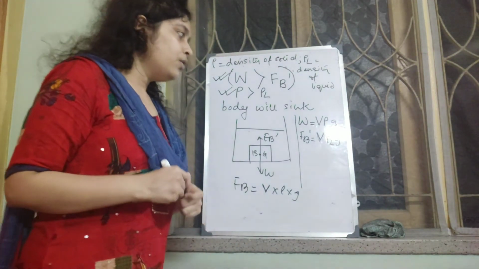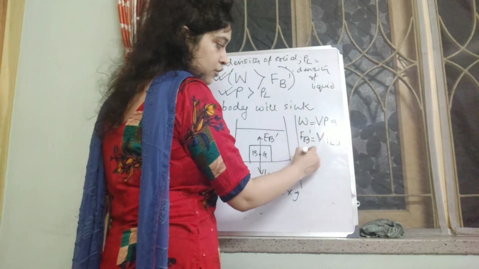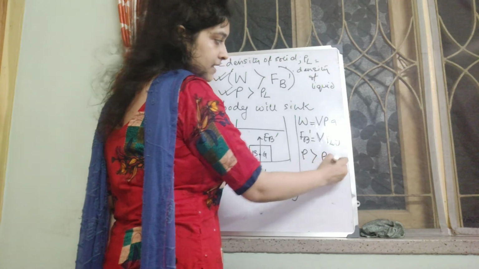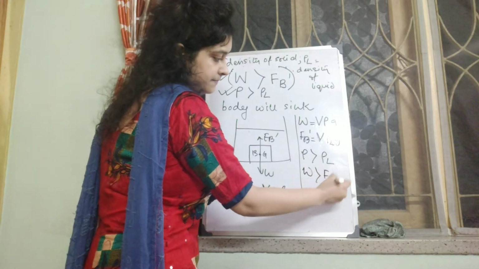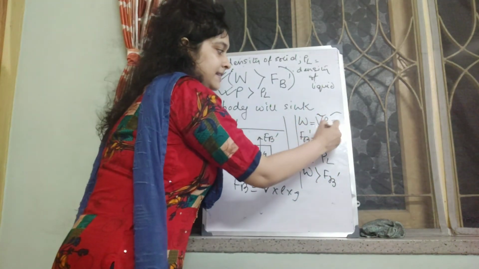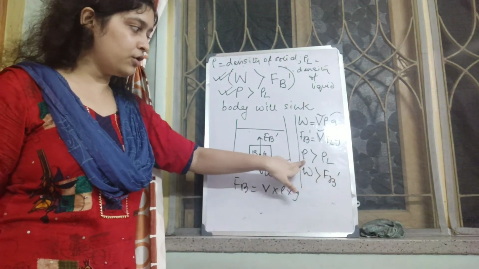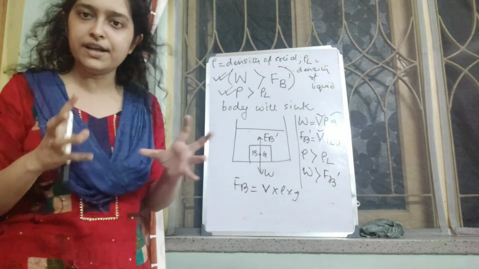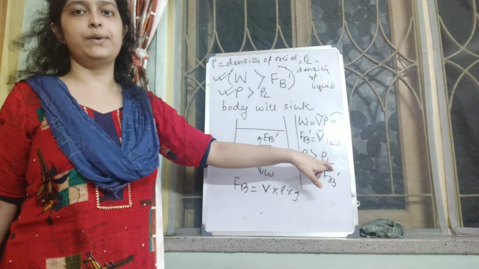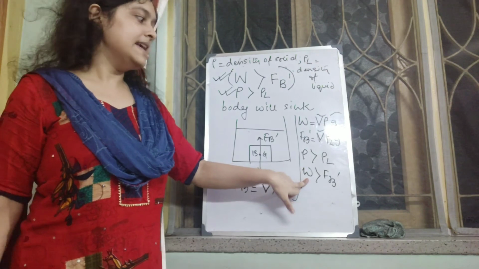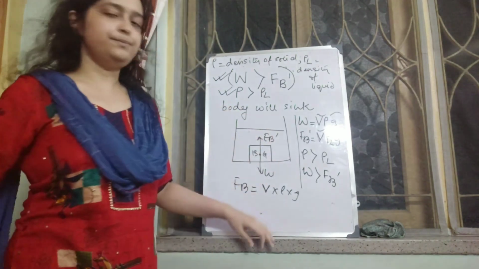So then tell me, if rho is greater than rho L, can't I say W is greater than FB dash, because the volume and g are the same in both the cases, isn't it? So if rho is greater than rho L, that means if the density of the solid which I am immersing inside the liquid is greater than the density of the liquid, the weight of the solid is greater than the maximum upthrust, then it will sink down.